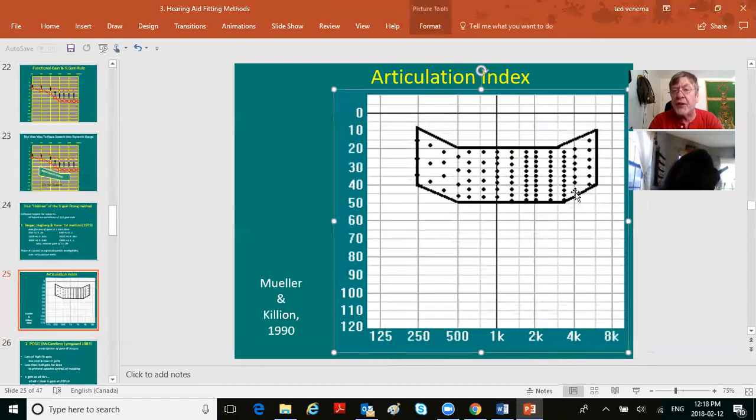This whole area that I'm circling with my cursor, look where the dots are clustered together. Well, that's what Berger chose to amplify the most, because most cues for understanding speech were found in these high frequencies. Okay? That's why Berger gave so much gain to between 1 and 4.